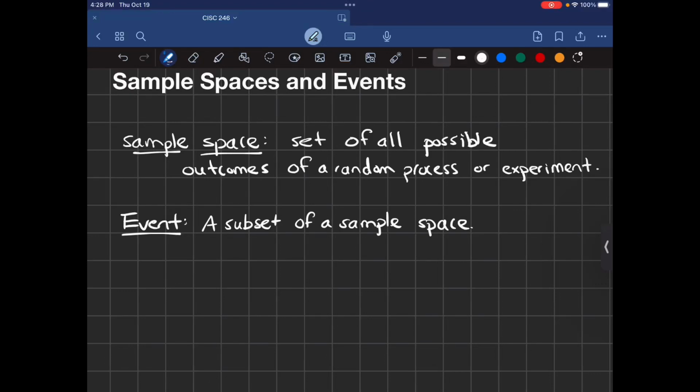In this video, we'll be talking about sample spaces and events. This is our first video in our probability unit. Here we go. So we've got our sample space, which is a set of all possible outcomes of a random process or experiment, and an event is a subset of a sample space. All right, pretty abstract language, but let's jump into it with an example.